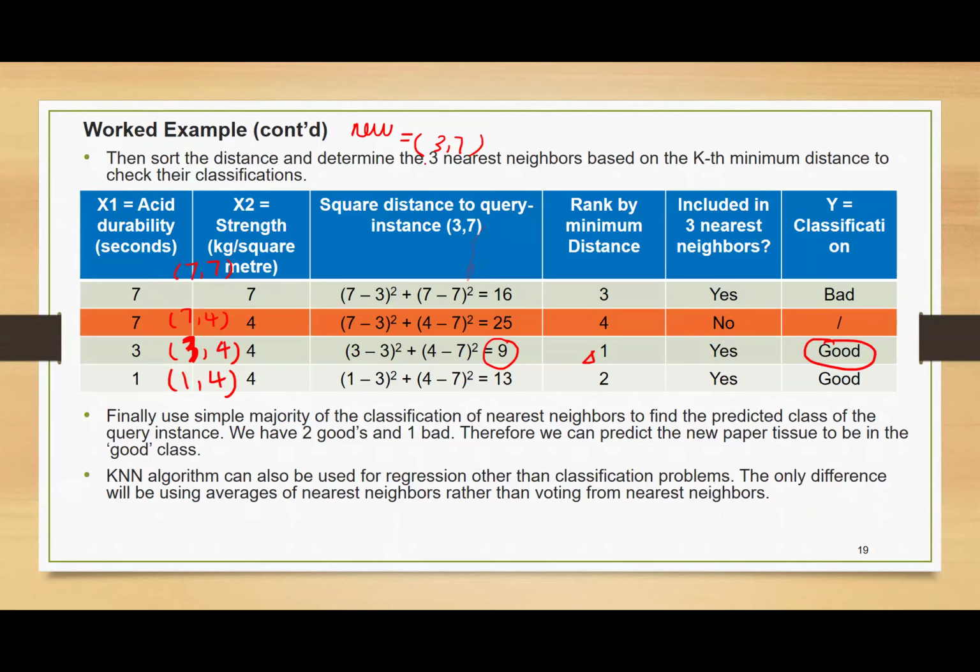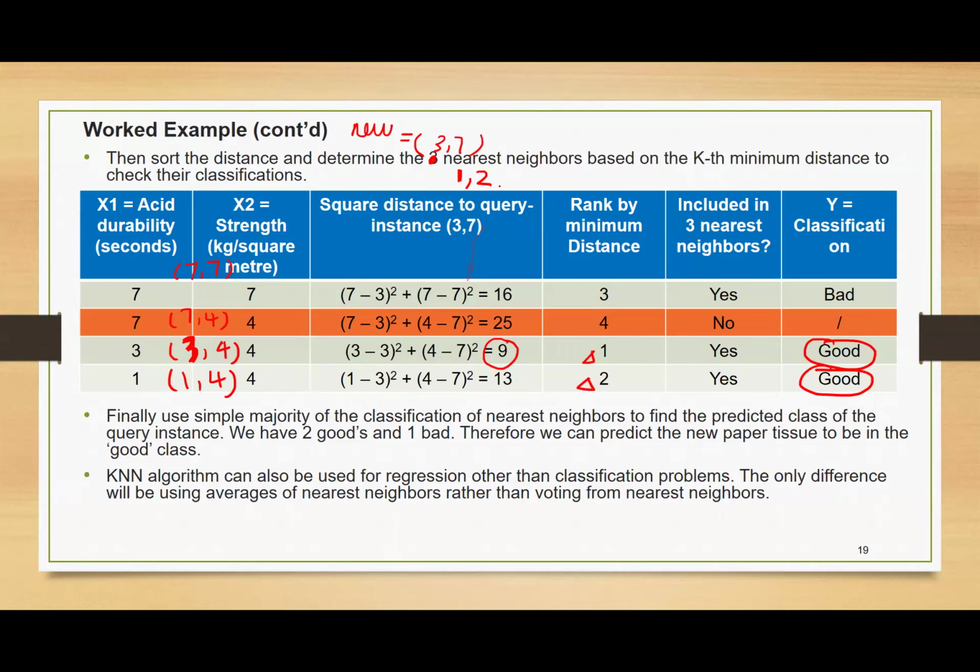But if we set the K nearest as 1, okay, if we set it as 1, then it is good. If we set it as 2, then we need to check the 2 nearest points. So it should be these 2. So we can still find that these 2 are all good. So this new tissue probably belongs to a good tissue.